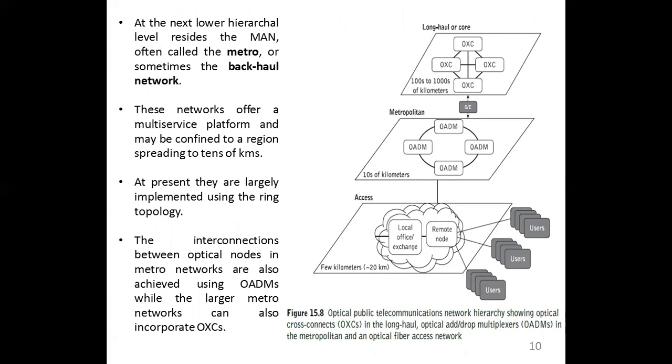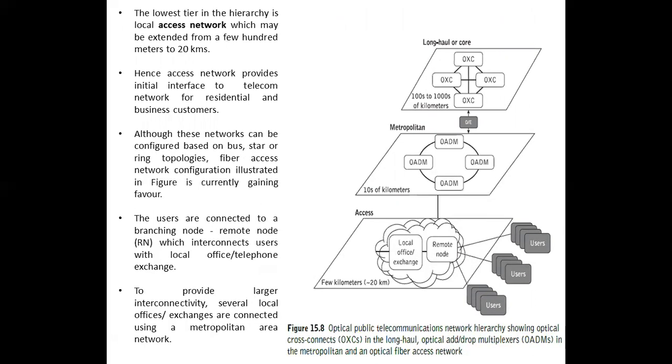We use optical add-drop multiplexers to connect users to the network. Then there is a third layer, known as the access network, where we reside and want to connect globally, or using a metropolitan access network. The range of this access network, the local area network, is very, very small. We need to use the remote node RN, which connects the users in the local area network to a local office or a telephone exchange. So these are a few things which we had seen.